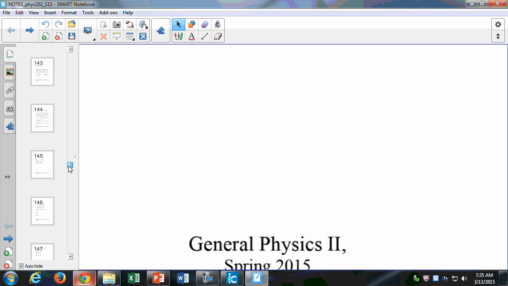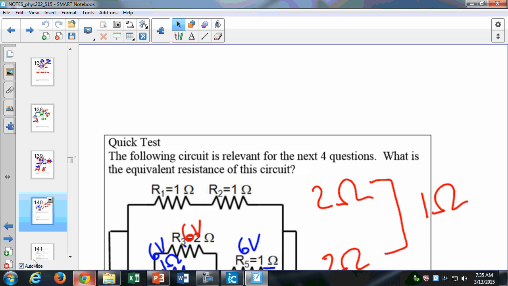Christmas vacation thing when we do household circuits later, probably on Monday. Right now I want to go into multi-loop circuits.